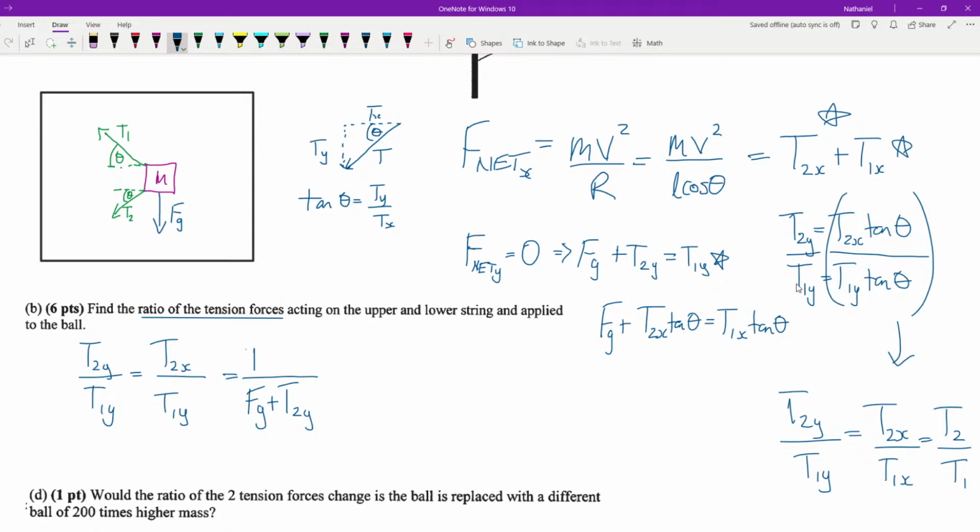because we have a T2y on the bottom here, right? T2x, if we were to rearrange this to solve for T2x, it would be tan 2y over tan theta, right? So let's do that, tan 2y over tan theta. And now we can do some work.